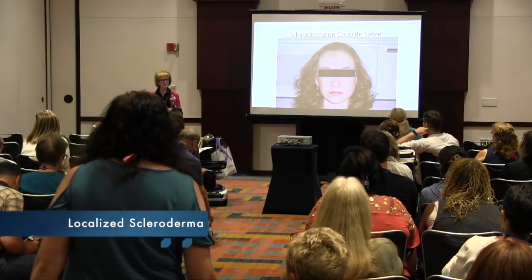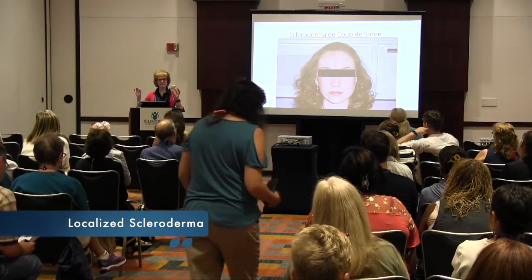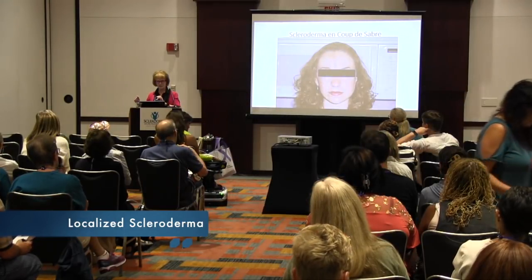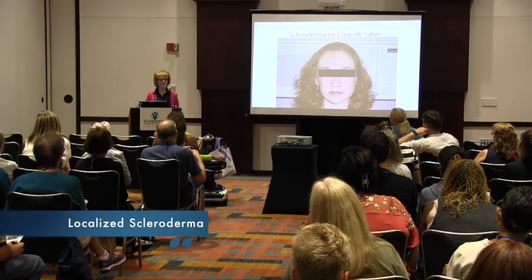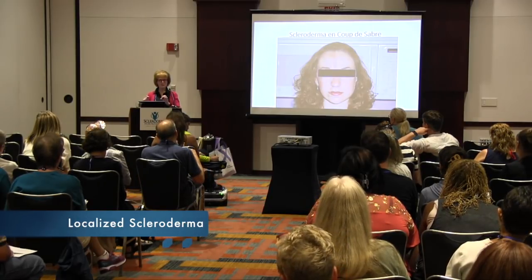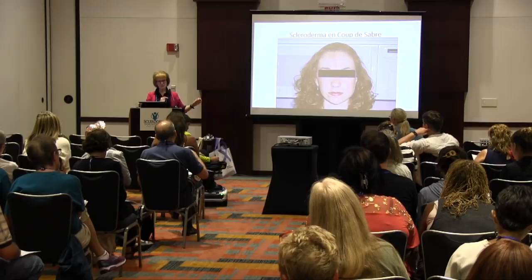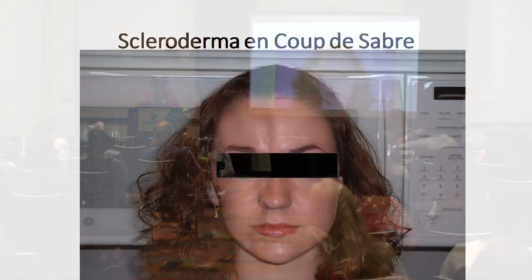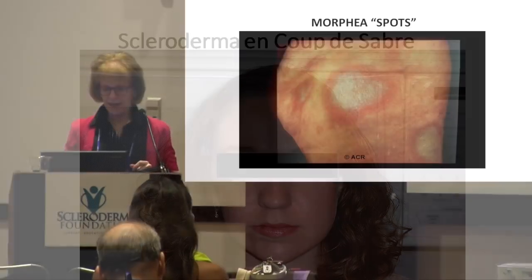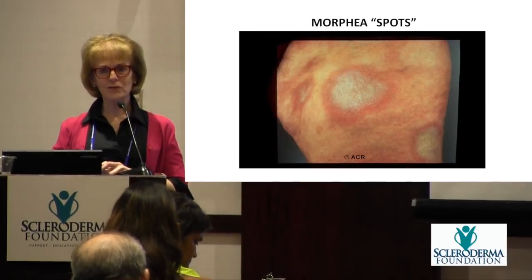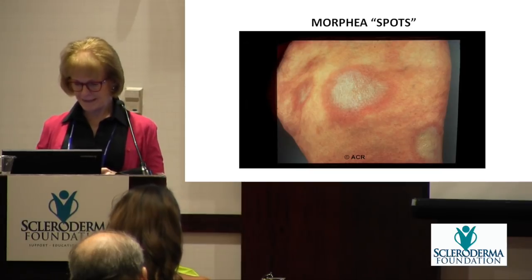This is clearly a form of scleroderma that's much different from systemic disease, and it does not have internal organ involvement. So for someone like this, or for someone with the photo we saw just previously, the linear scleroderma, you don't have to do pulmonary function tests or echocardiograms or any of those other tests because it doesn't affect the internal organs. And then this is probably the most common form of morphea, which are spots.